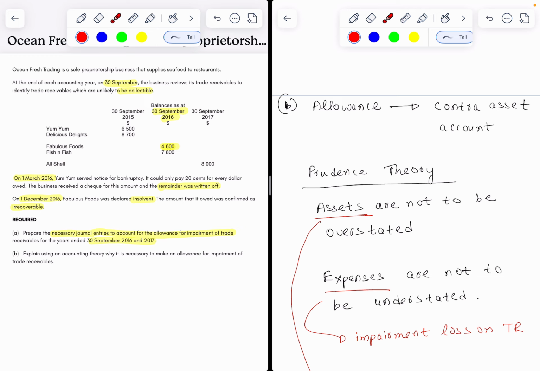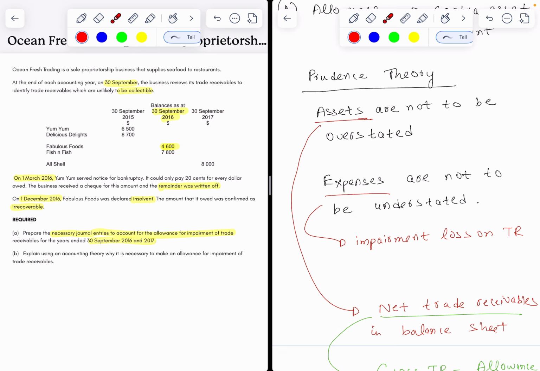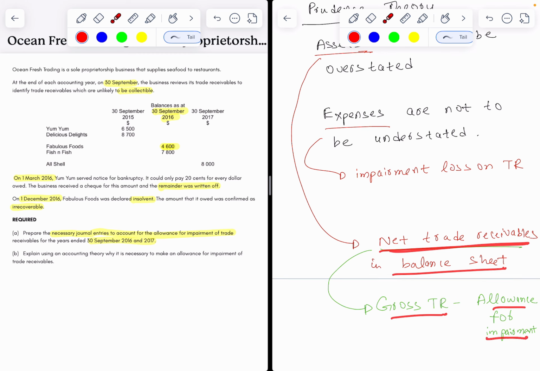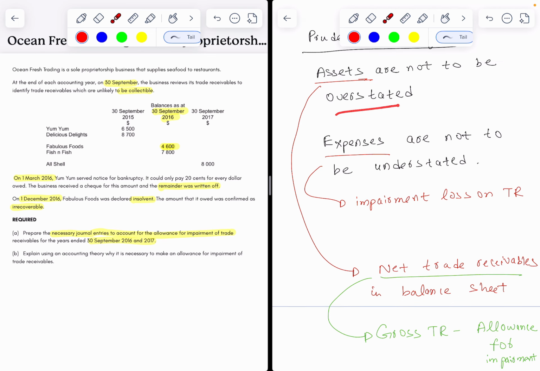The prudence theory states that assets are not to be overstated and expenses are not to be understated. So if we look into these 2 points for the prudence theory and relate the overstatement of assets, we don't want to overstate assets. So what we're doing is that we report the net trade receivables in the statement of financial position or the balance sheet. And the net trade receivables is simply the difference between the gross amount, which is the original amount, and the allowance for impairment of trade receivables that we have at the end of the period when we're preparing the balance sheet. So you can see we are not overstating assets because the trade receivables are reported as a net amount after the allowance is deducted.